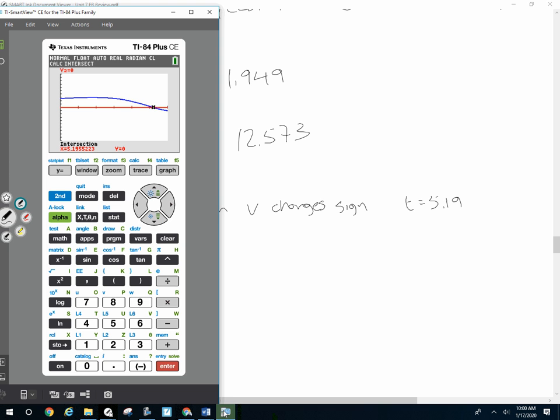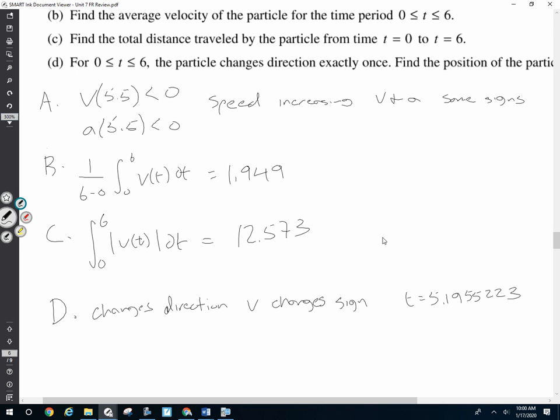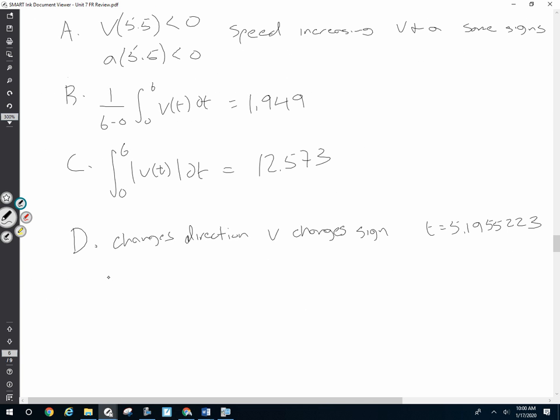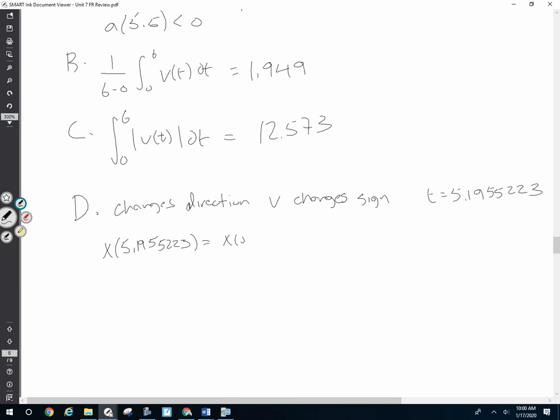Notice, I'm going to put that entire value into my calculator, okay? Because this is not my final answer. My final answer is to find the position of the particle at that time. The position at this time will equal, since I can't take the antiderivative of velocity, the position I know plus the displacement between the two positions, which is the area under velocity. It's the velocity times time.